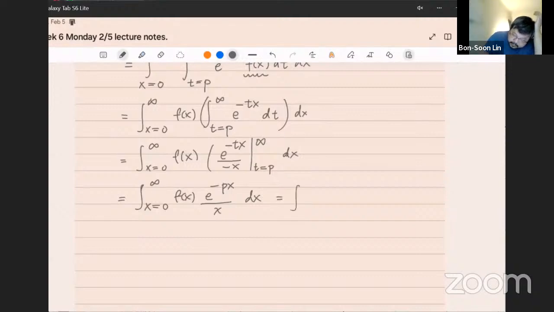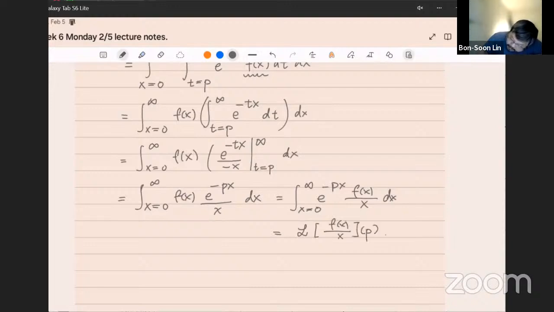And if you stare at this for a few moments, you'll realize we're just integrating e to the minus px of f of x over x, just reordering some of these letters, which indeed is just the Laplace transform of f of x over x. Wow. So again, with a little bit of Math 11 magic, we get this.